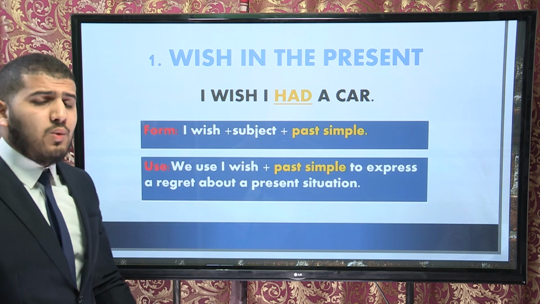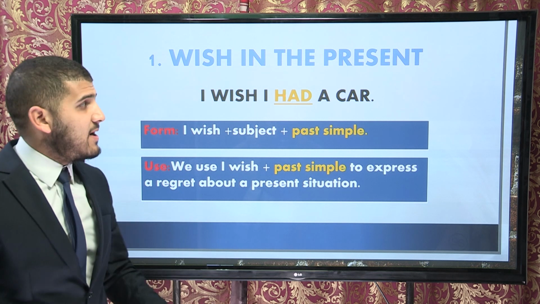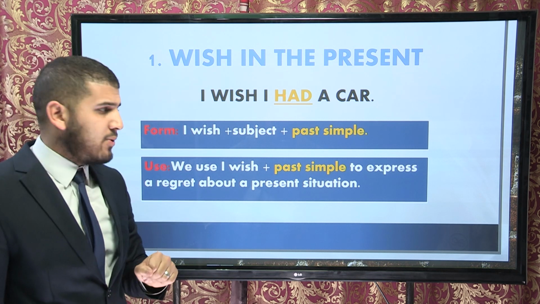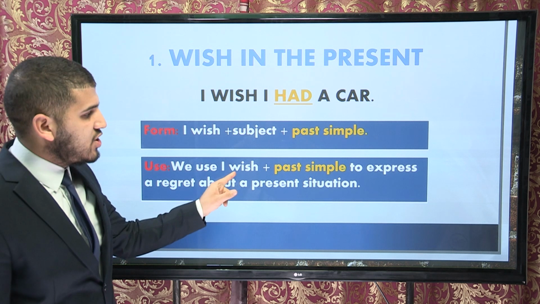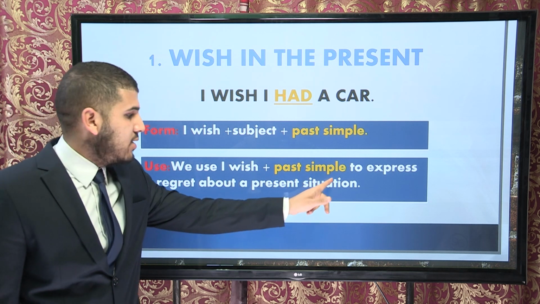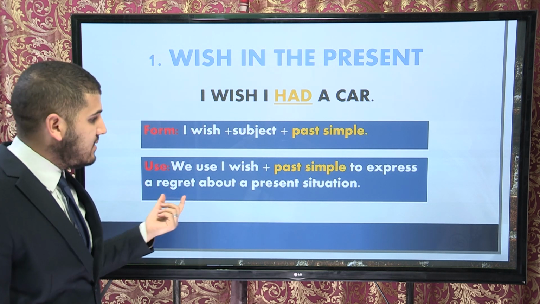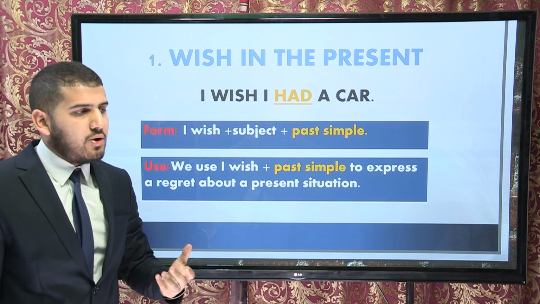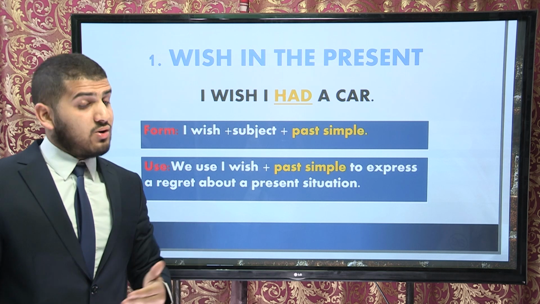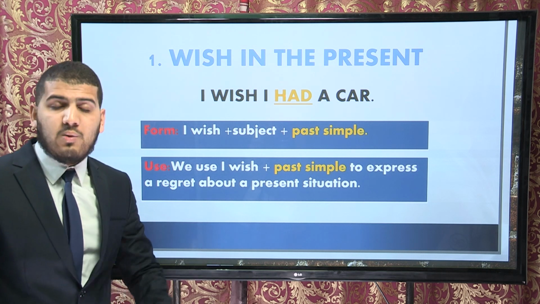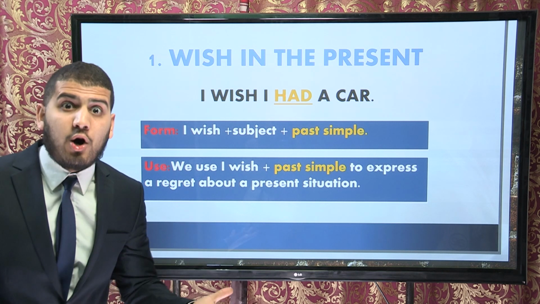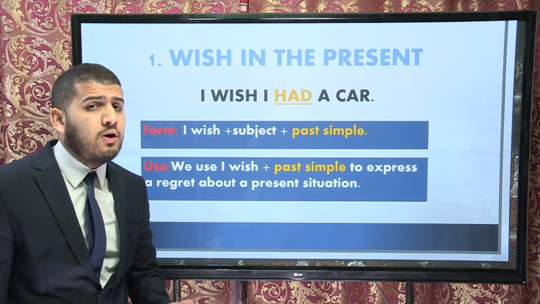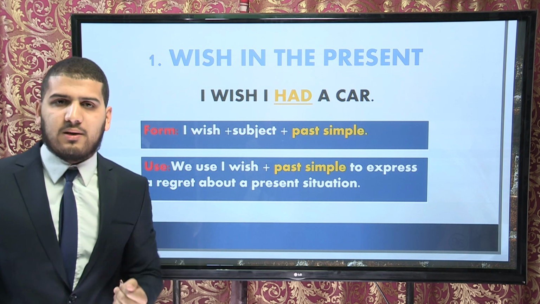Now the use, when do you express wish in the present? We use I wish plus past simple to express a regret about a present situation. In our example, John feels sad because he doesn't have a car. So he wishes he had a car. In fact, he doesn't have a car. He is just wishing he had a car.